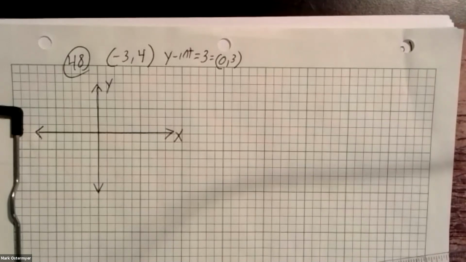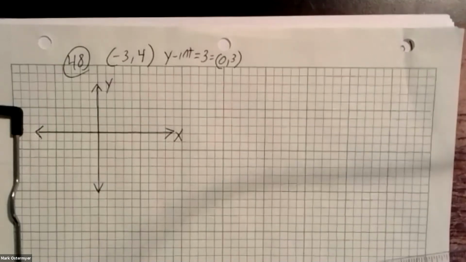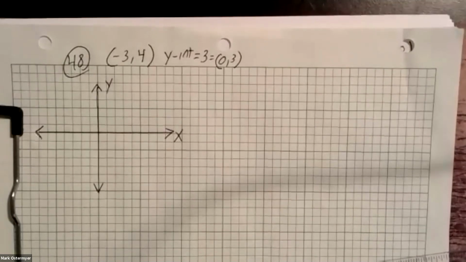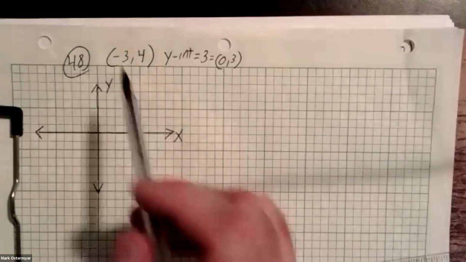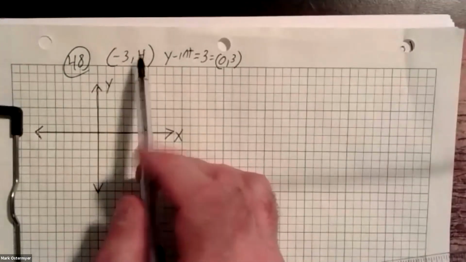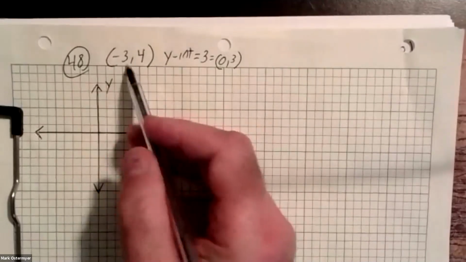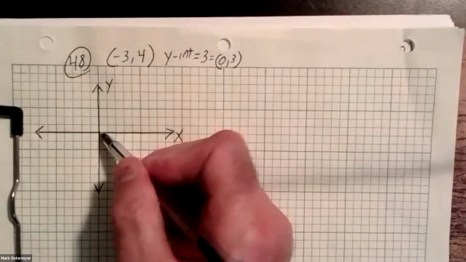All right, ladies and gentlemen, so what are we going to do here? Help me out with this problem. What do I need to do here? Plot the points. Yeah, we're going to plot these points. They tell us the line must pass through this point, -3, 4. Let's plot that point. How do I plot -3, 4?